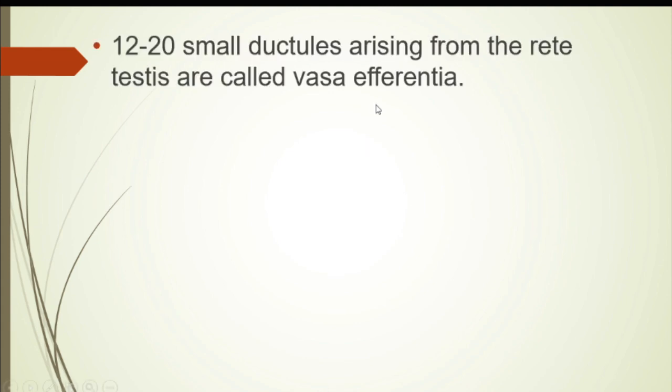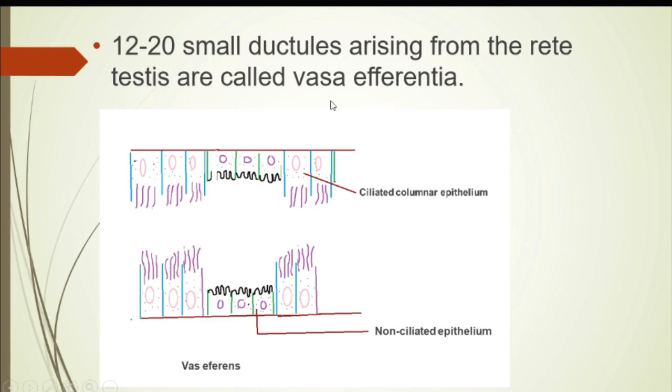So this is the definition of the vasa afferentia. These are the 12 to 20 small ductules arising from the rete testis. In this figure, if we take a transverse section and observe the lumen or inside structure of the vasa afferentia, you can see this is one outer layer and this is another outer layer. Internally, these vasa afferentia are lined by two types of cells. You can see these elongated cells and these smaller cells.